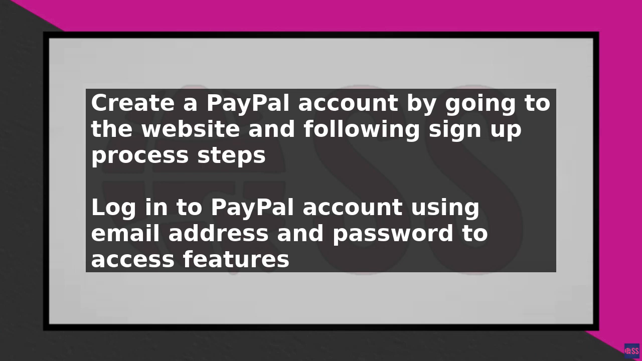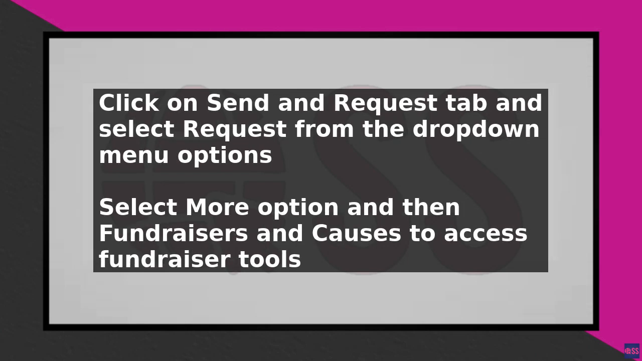Once you are logged in, click on the Send and Request tab at the top of the page. From the drop-down menu, select Request. Next, you will see a few options, including Request Money, Send Money, and more. Click on the More option and then select Fundraisers and Causes from the list.